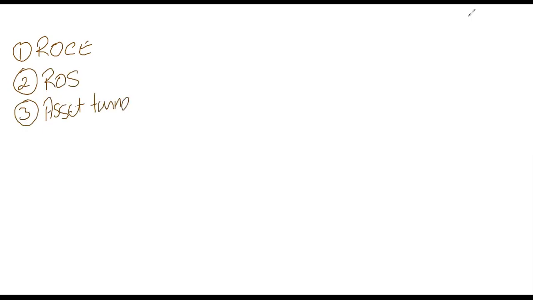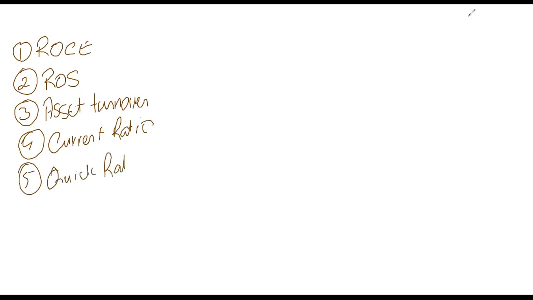We have seen return on capital employed. Second, we have seen up till now is return on sales. The third one was asset turnover. After that, we had seen the current ratio. Fifth one was the quick ratio, also known as the acid test ratio.